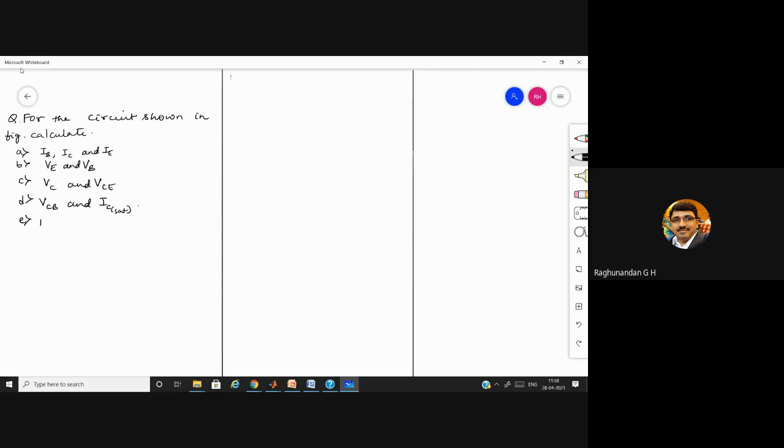And the last sub question is draw the DC load line and indicate Q point. Assume silicon transistor with beta is equal to 110. So this is the question, and the circuit is again the voltage divider bias circuit only.